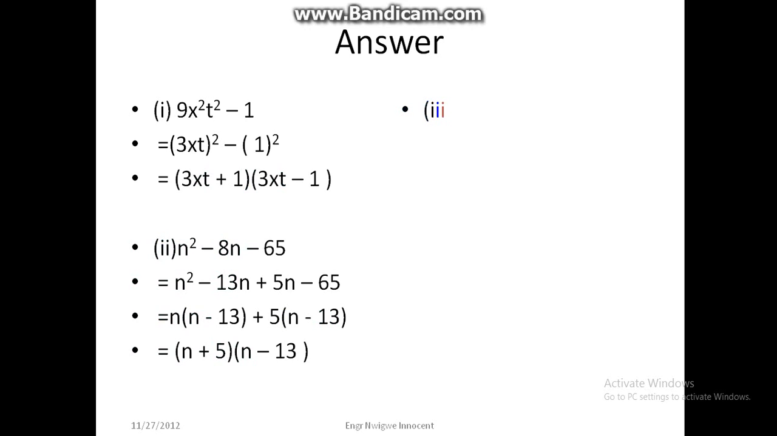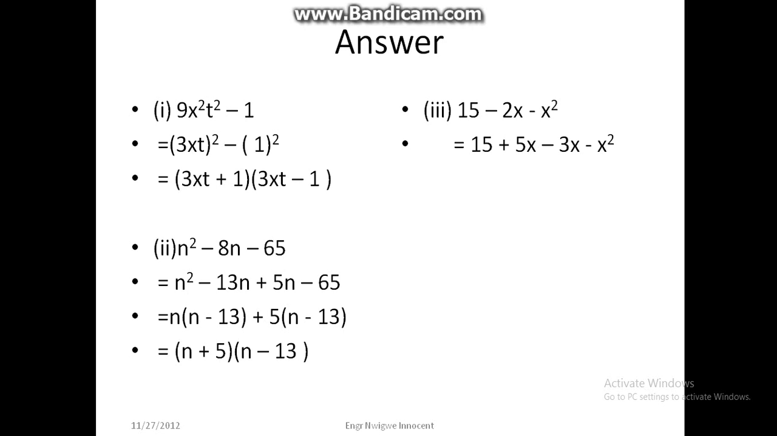III. We are given 15 plus 2s minus s squared. Then 15 is equal to 15 plus 5s minus 3s, with s squared. Therefore, we now have 5s.